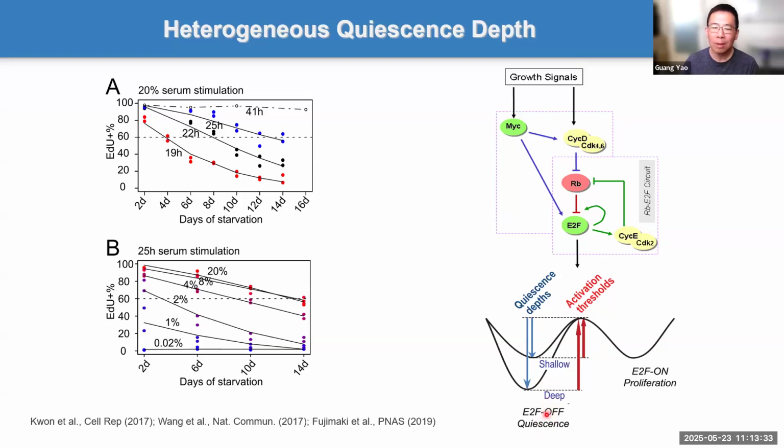So E2F off we'll use throughout the talk as the marker for quiescent state, i.e. cellular sleep, and E2F on is proliferation. But then the threshold, the red one, to turn on this bistable switch, meaning the minimum serum concentration or duration you need to turn on this bistable switch from E2F off to E2F on, is directly correlated with the depth of quiescence.